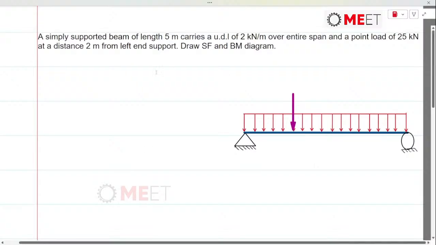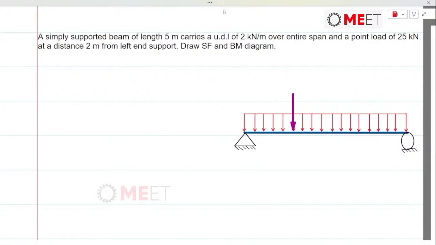In the question, it says about a simply supported beam whose span is 5 meters and it is carrying a uniformly distributed load of 2 kilonewton per meter over the entire span, and a point load of 25 kilonewtons placed at a distance of 2 meters from the left support. So this load is 25 kilonewtons and it is placed at a distance of 2 meters, and the height of UDL is 2 kilonewton per meter, distributed over the 5 meter span, which means the remaining distance would be 3 meters. For this, a shear force and bending moment diagram is to be drawn.